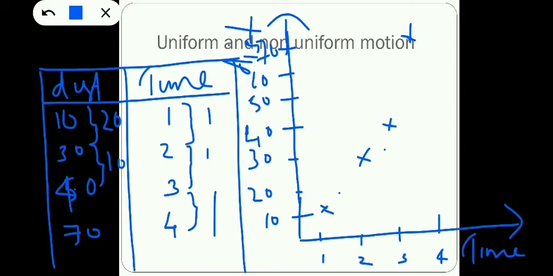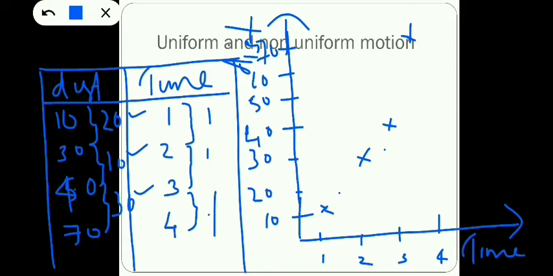So the total distance is 10 meter. 40 minus 30 is 10. And for the third time interval, the distance traveled is 70 minus 40. That is 30 meter. See, so during each time interval, the distance traveled by the object is different. So for this time interval, the distance traveled is 20 meter. For the next 1 second, the distance traveled is 10 meter. For the next 1 second, the distance traveled is 30 meter. So the unequal distances have been traveled for equal time intervals.